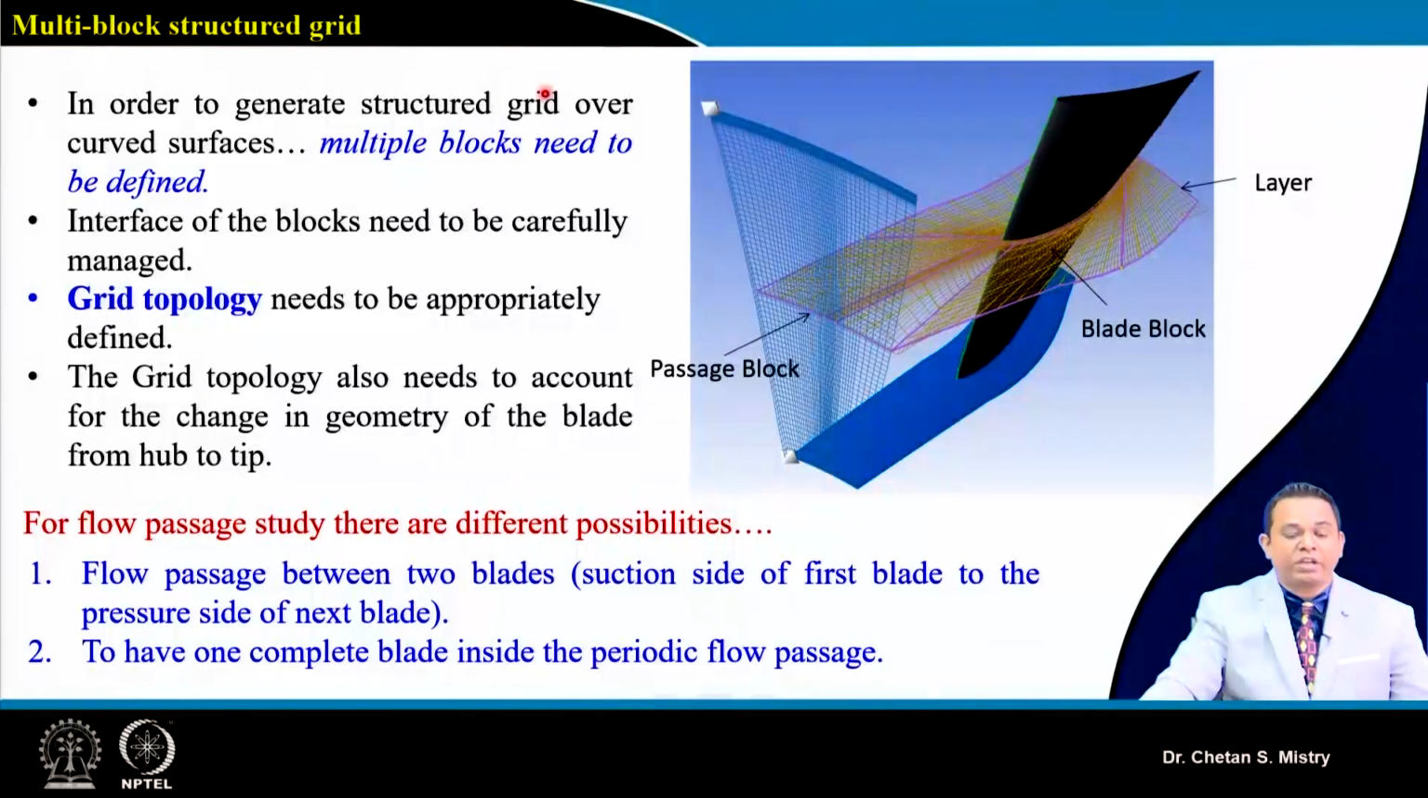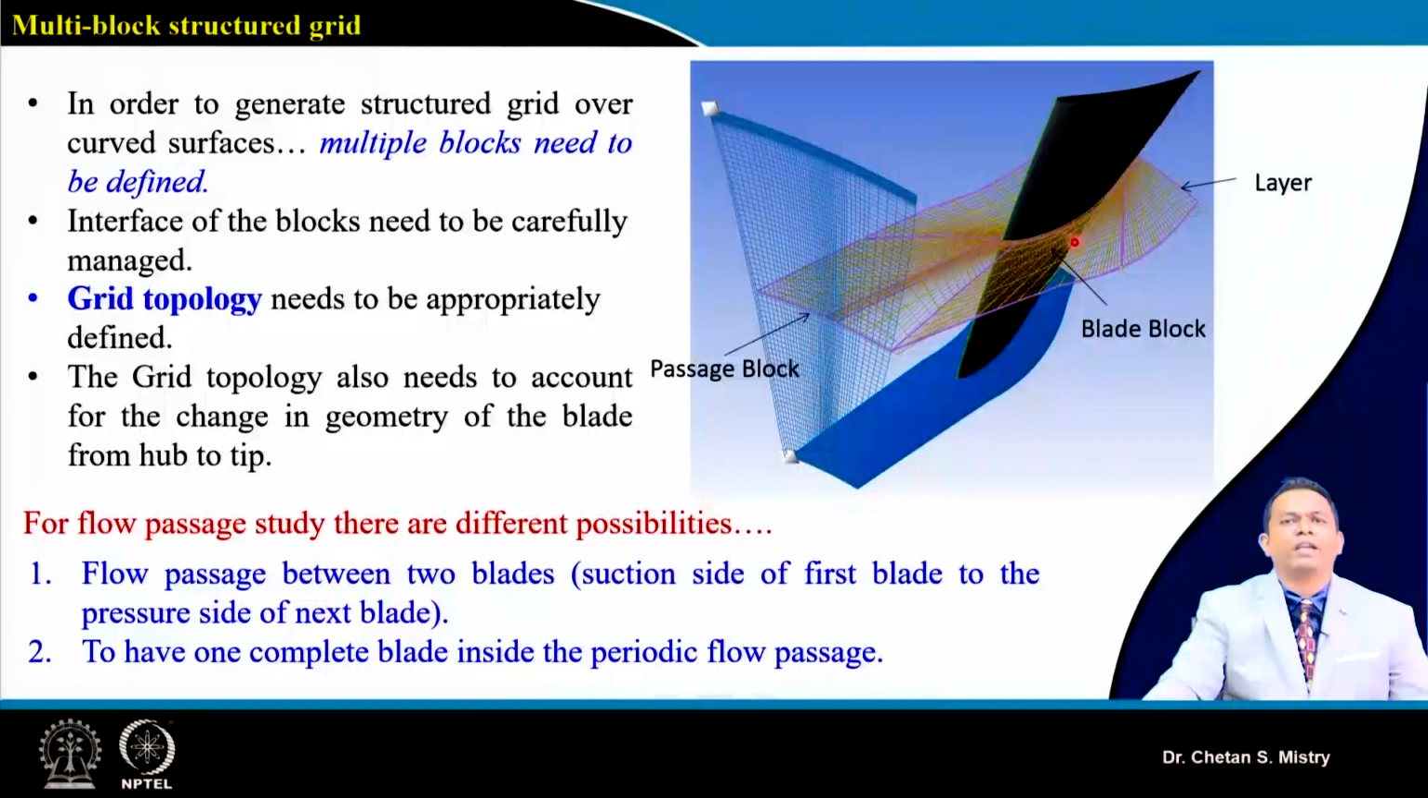What they do is divide the whole flow field into blocks. Here this represents the blade block, and this represents my passage block. There is one more terminology that is used, called grid topology. We will see what exactly the meaning of this grid topology is.